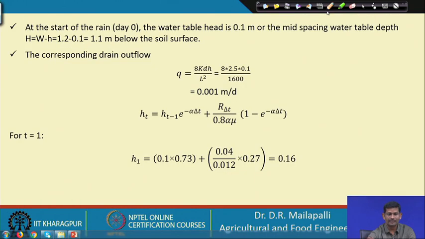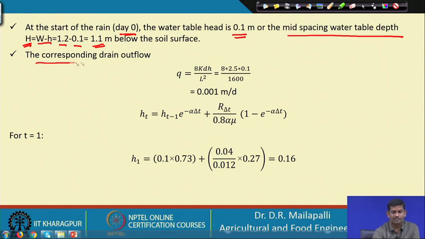Okay. Here at the start of the rain, the 0th day, the water table head is 0.1 meter, that value is given, and the mid-spacing water table depth. So, capital H is equal to W minus h, 1.2 minus 0.1, that is 1.1 meter below the soil surface. Okay, so initially the water table head is 0.1, and that is at 1.1 below the soil surface, and the corresponding drain outflow.